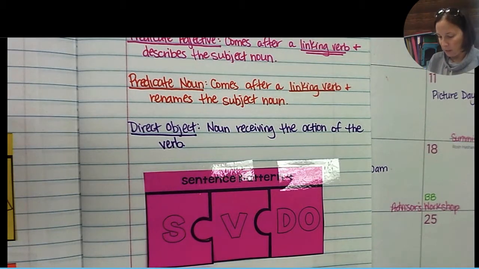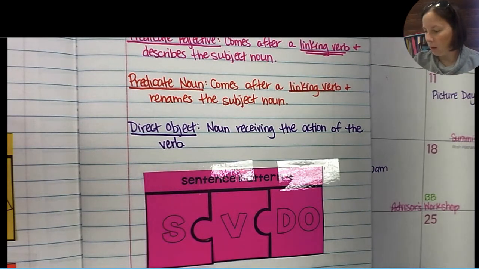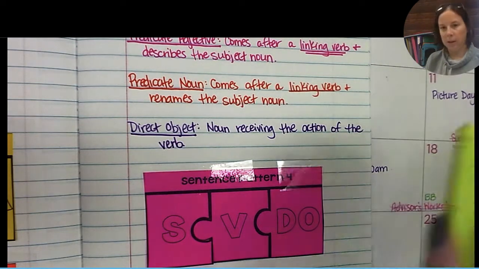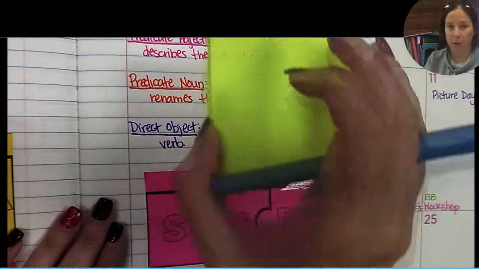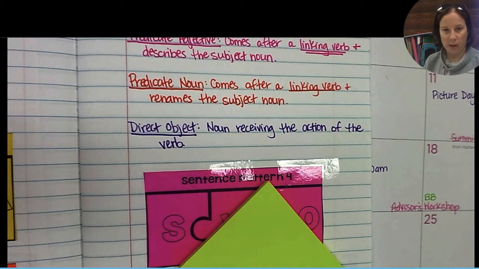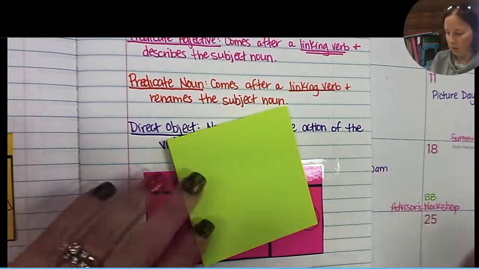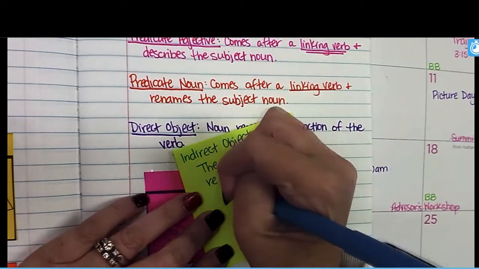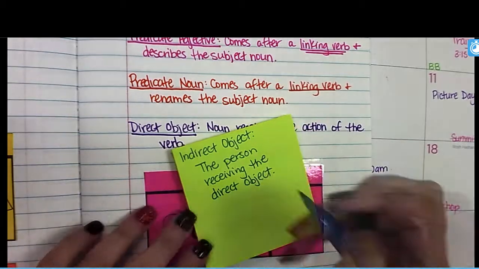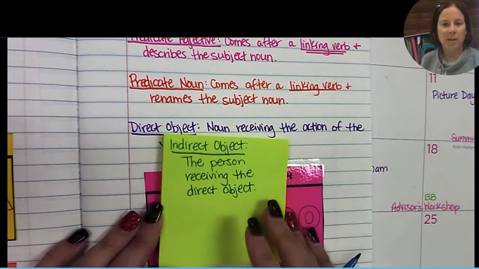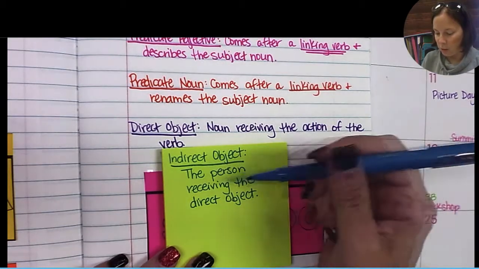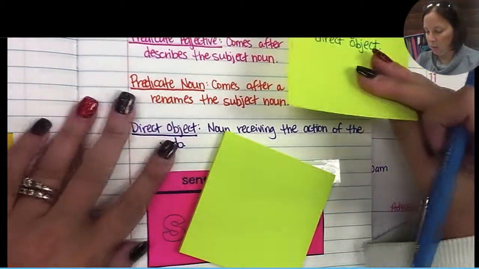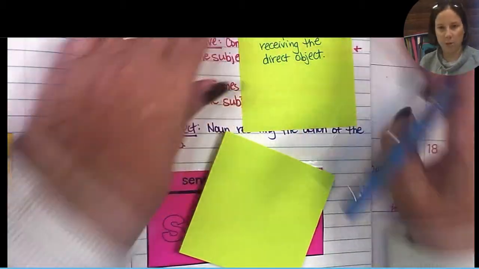And I am out of space for my last definition. Okay, so I'm going to bring my Post-it note in. And I'm going to stick my Post-it note right on here. I never have space for this. Okay, so the last definition that we have is indirect object, which is the person receiving the direct object. Okay, so I'm just going to stick this Post-it note right over here so I have its definition.